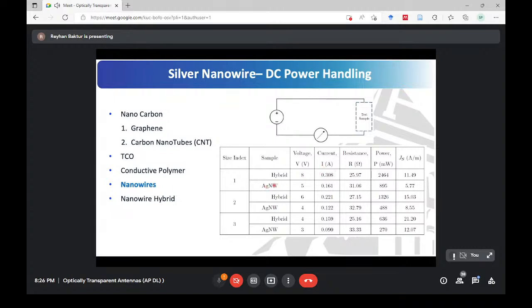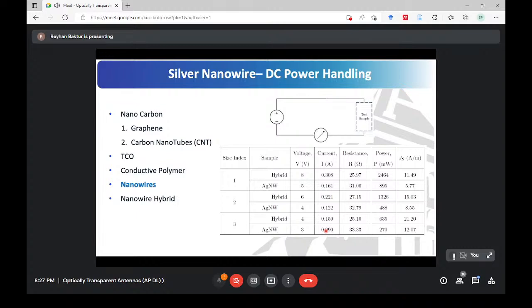And this is a different one. It starts to burn down at 5, and this is a hybrid silver nanowire. Okay, so what it is, the silver nanowire film being treated with some different methods. Some people treat it with polymer, some people mix in a different material. So I don't exactly know what material is mixed in here because that's from our collaborator. So just the pure silver nanowire itself has relatively lower power handling capability, DC power handling capability.